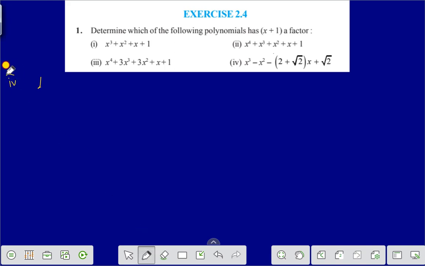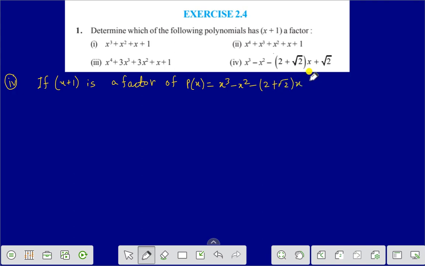Here see question number 4 is, if x plus 1 is a factor of P(x), that is equal to x cube minus x square minus (2 plus root 2) x plus root 2, then P(-1) must be 0.